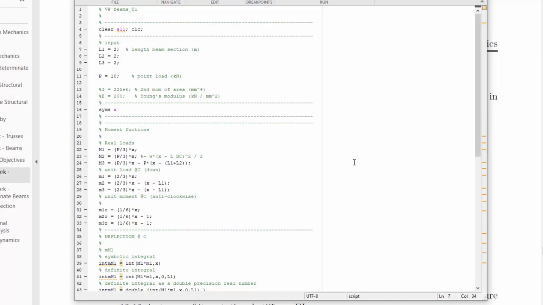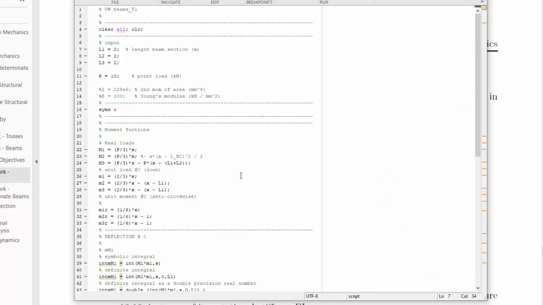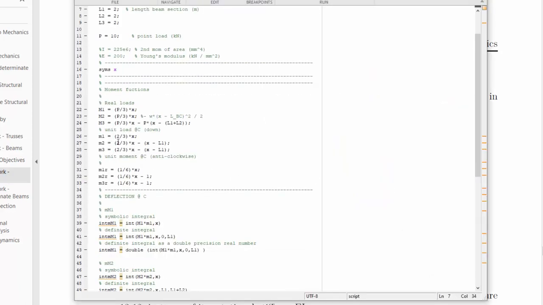Now I'd like to know what the deflection of the beam is at point C. So I apply a unit load at point C in the Y direction. And again, calculate my reactions, calculate my bending moment function. So my little m's for the method are 2/3 of x, 2/3 of x, and then from 2 meters onwards after the point load kicks in, x minus L1, which is x minus 2, then 2/3 of x minus x minus L1.